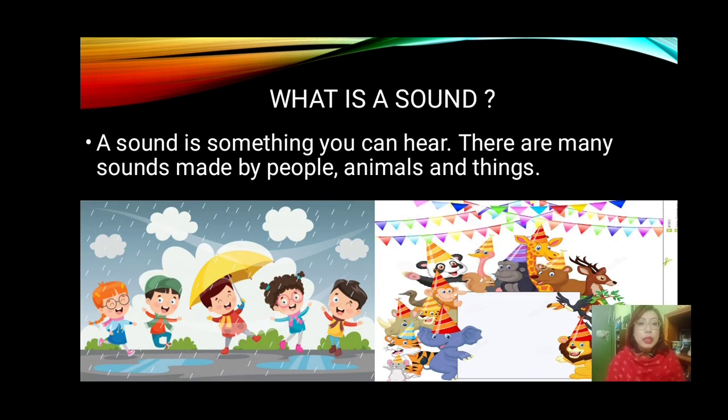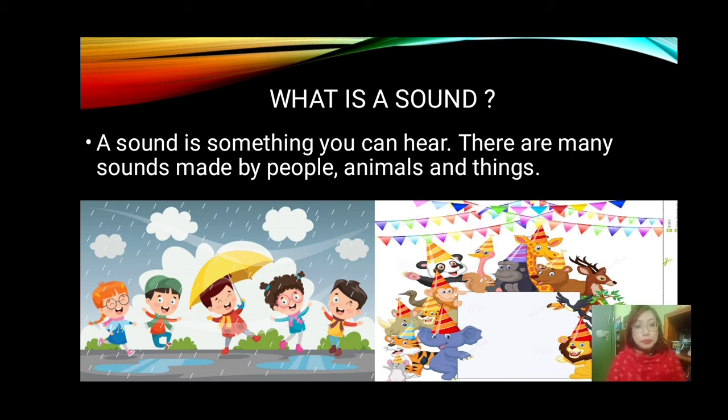So students, on the picture you can see there are animals, right? Human beings. So what is a sound? Let us first know what a sound is. A sound is something that we can hear. There are many sounds made by people, animals, and things. A sound is something which we can hear, which our ears can catch. There are thousands and thousands of sounds being created all around us, right? Some sounds are created by people, animals, and things. But we are going to cover some common sounds which we come across in our everyday life.